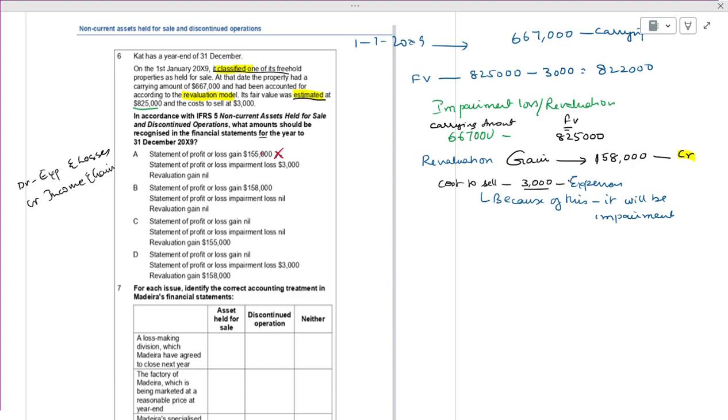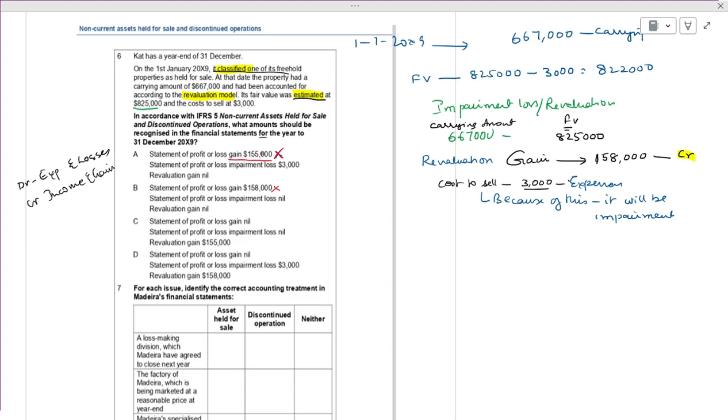Then it is gain. It is not loss. Okay? It is gain. Statement of profit and loss account gain. Again, it is non-current assets. Okay? It's wrong. The first one is wrong. Statement of profit and loss account gain. Again, we are not taking statement of profit and loss account at all. Non-current assets will never be, it will be revaluation surplus. Okay? Statement of profit and loss account gain is nil.